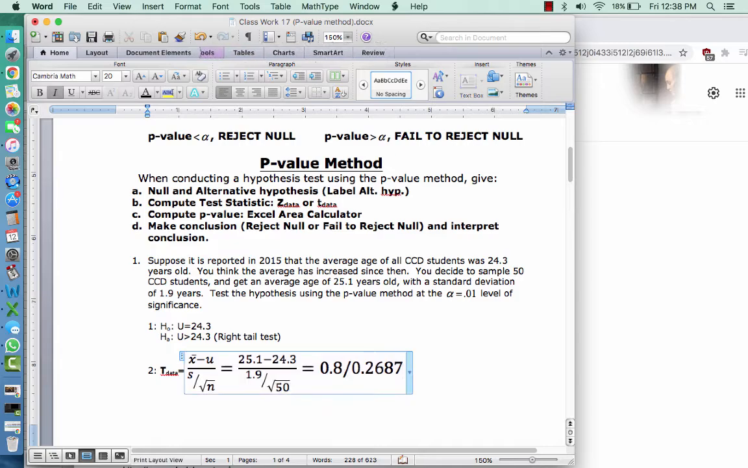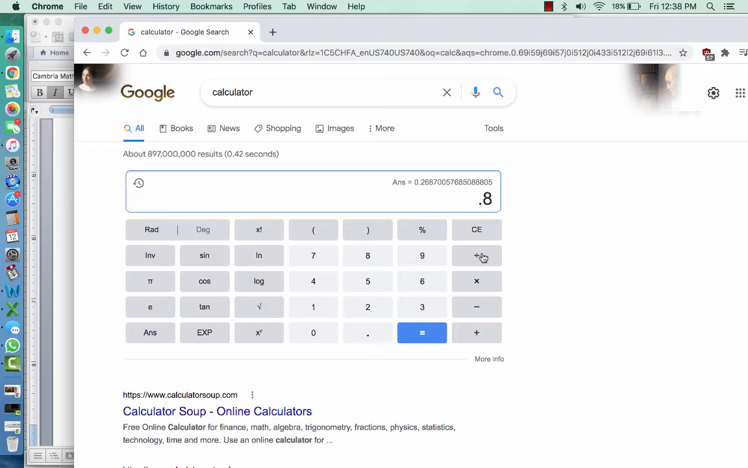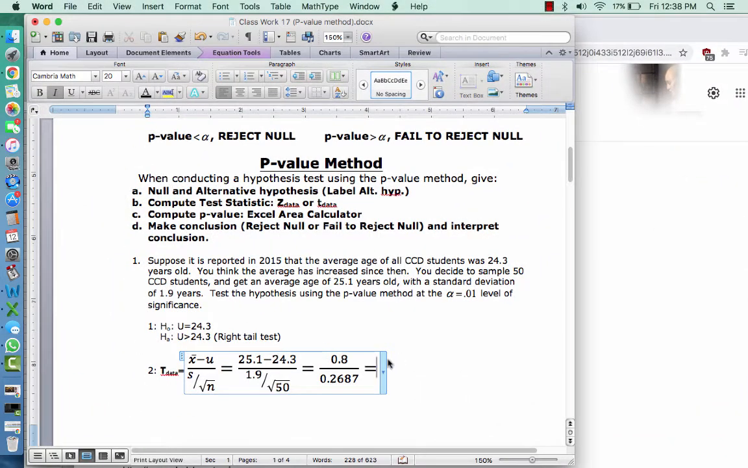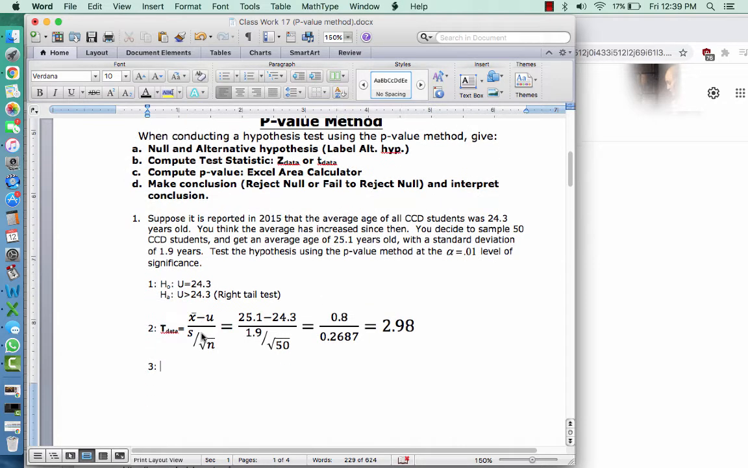Then I divide those two values, so 0.8 divided by 0.2687, and I get 2.98 rounded to 2 decimals. Okay, so that tells me that my test statistic, my X bar, is 2.98 standard deviations above the null hypothesis mean. So I have evidence that's almost 3 standard deviations above the null hypothesis mean, which is pretty strong evidence.